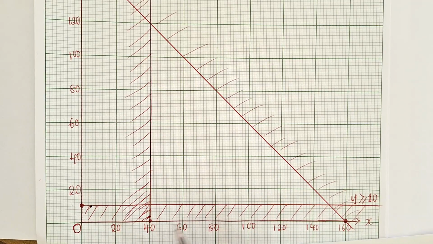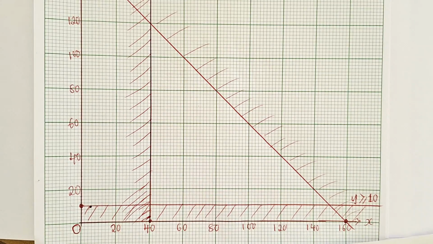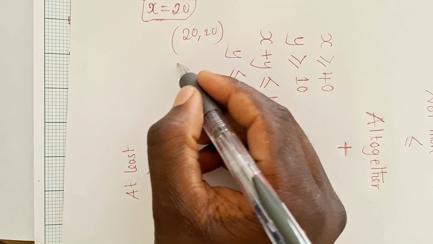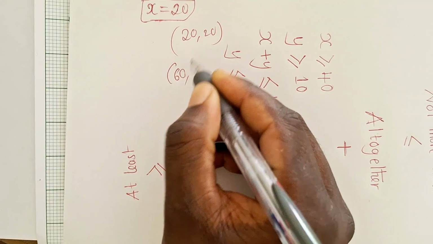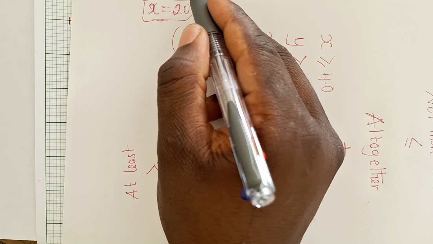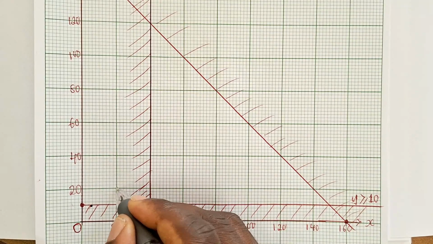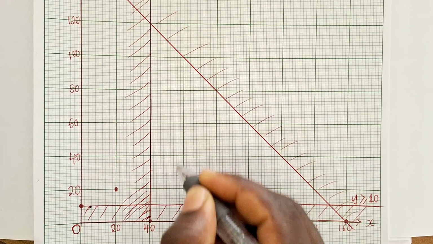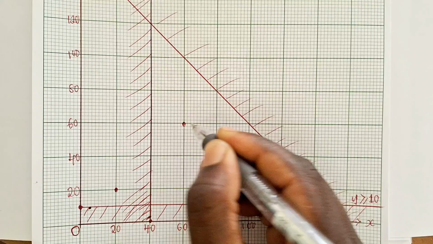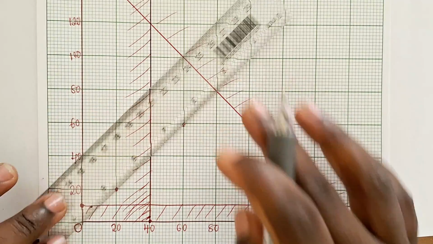What if I pick 60? When x is 60, you get this 60, put it where x is here, y will also be 60. So it's passing at 20, 20, which is here, at 60, 60, which is right over here. So join those points.